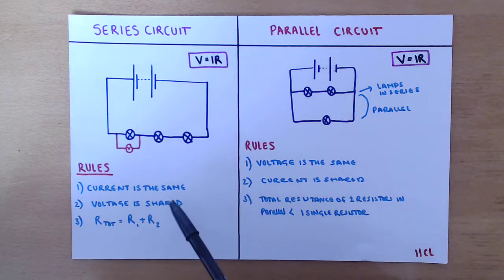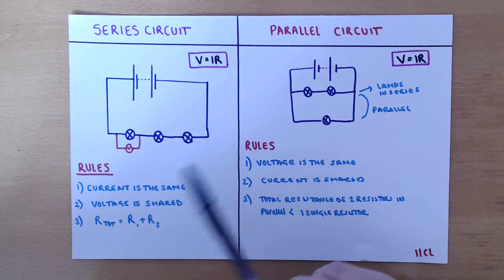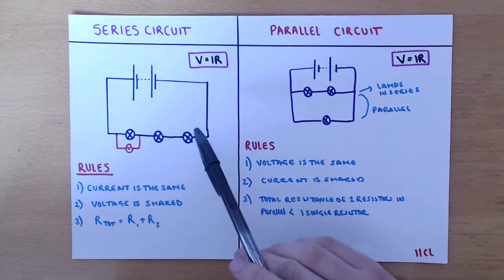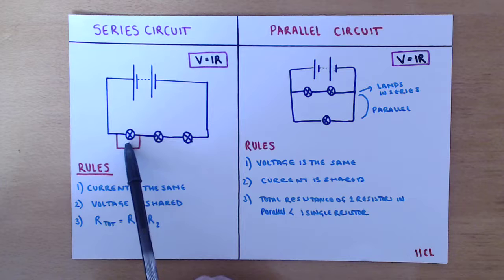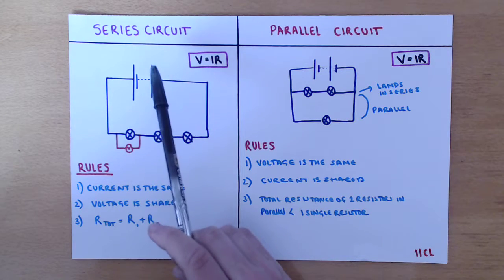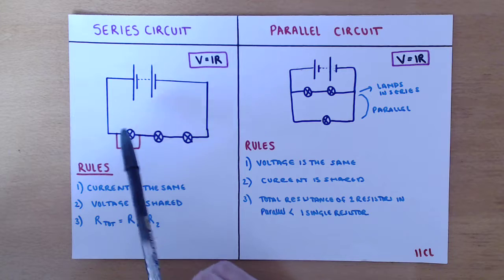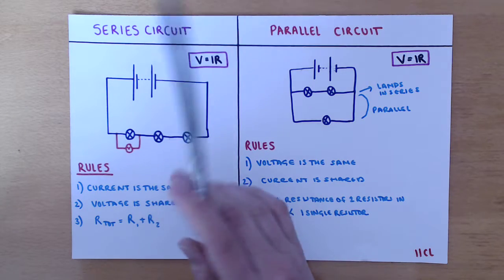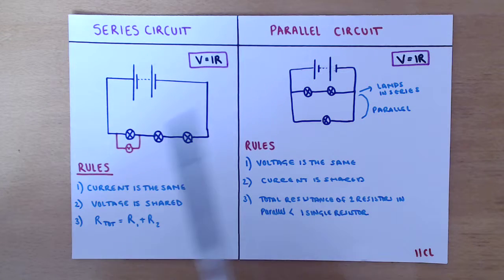So we're going to look at some rules on how to relate to a series circuit. The first one is that the current is the same throughout your circuit. So the current would be the same through this bulb, and this bulb. But number 2, your voltage is shared. So your voltage will be shared between here, here, and here, meaning that if you had a total voltage of, let's say, 9 volts, the sum of all these should equal 9 volts.